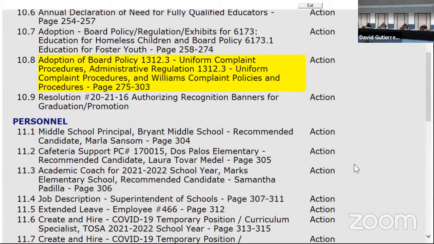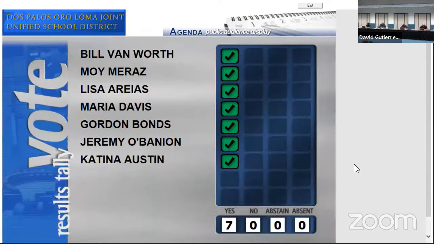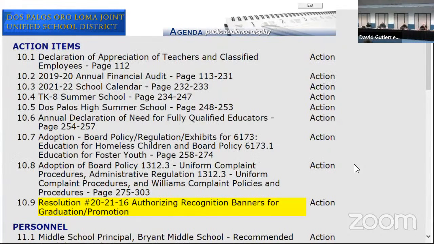Is there a motion? So moved by Mr. Merced. Second by Mrs. Davis. Dr. Norton: So similar to the past laws, this is just specifically towards uniform complaint procedures. Call for the vote. Mr. Van Wert. That passes.